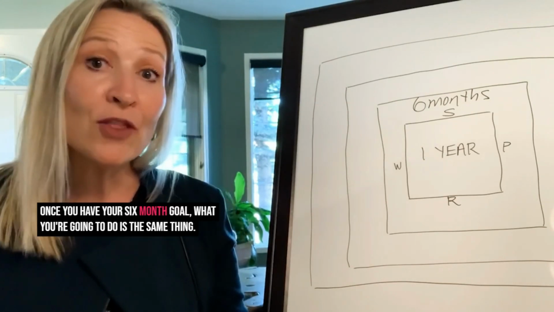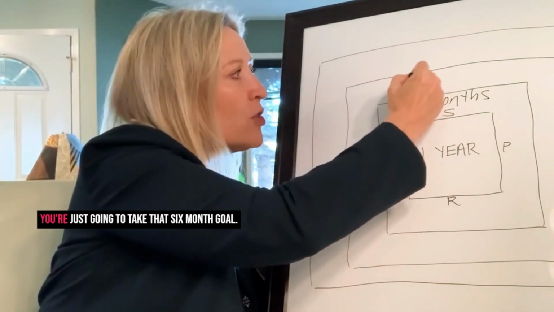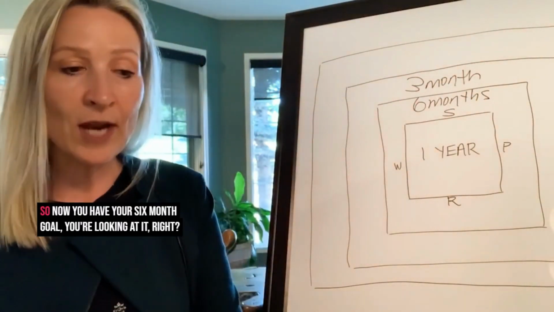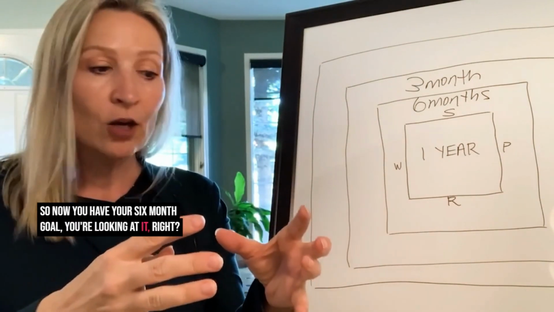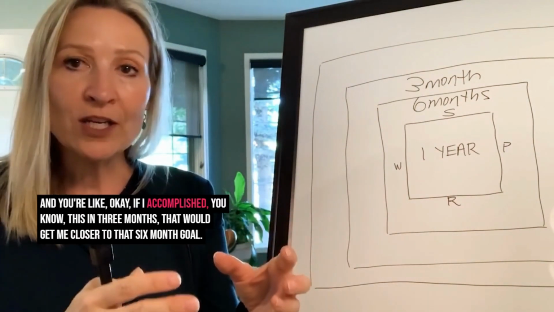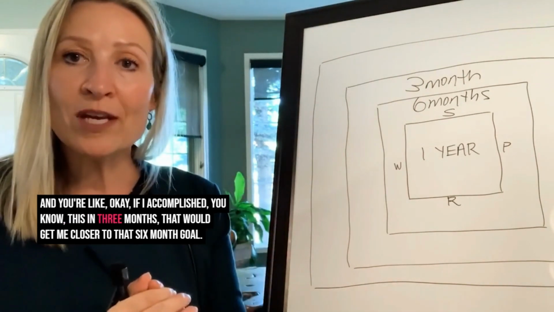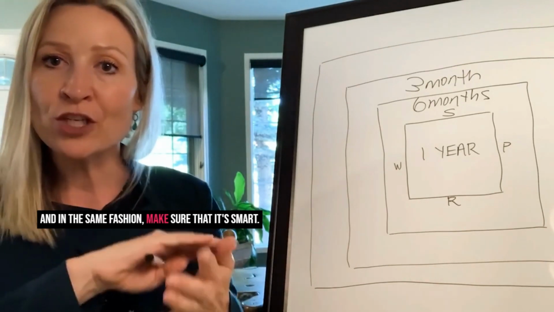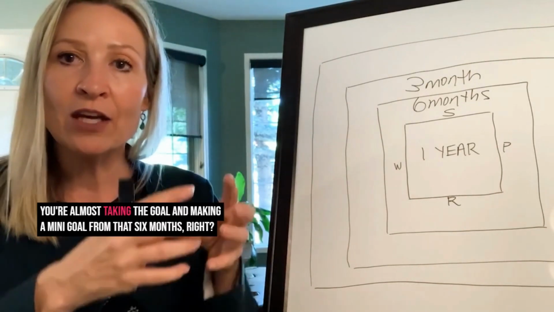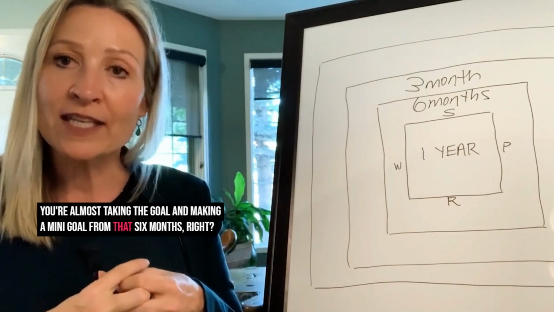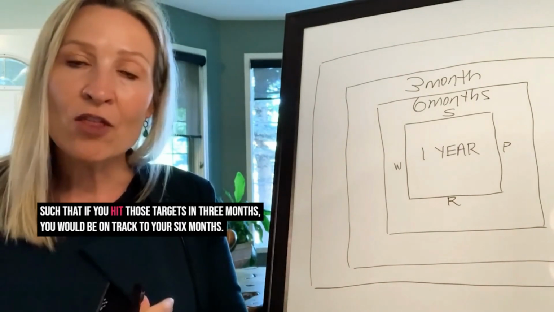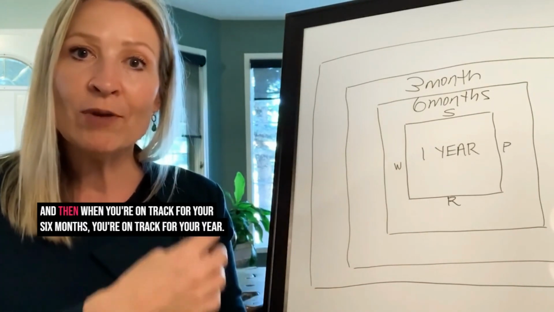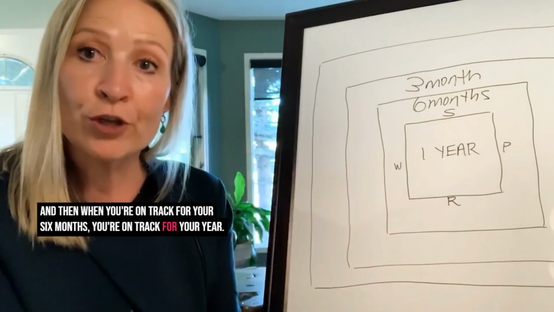Once you have your 6 month goal, you're going to do the same thing. You're just going to take that 6 month goal and break it down to 3 months. So now you have your 6 month goal, you're looking at it, right? And you're like, okay, if I accomplished this in 3 months, that would get me closer to that 6 month goal. And in the same fashion, make sure that it's SMART. You're almost taking the goal and making a mini goal from that 6 months, right? Such that if you hit those targets in 3 months, you would be on track to your 6 months. And then when you're on track for your 6 months, you're on track for your year.